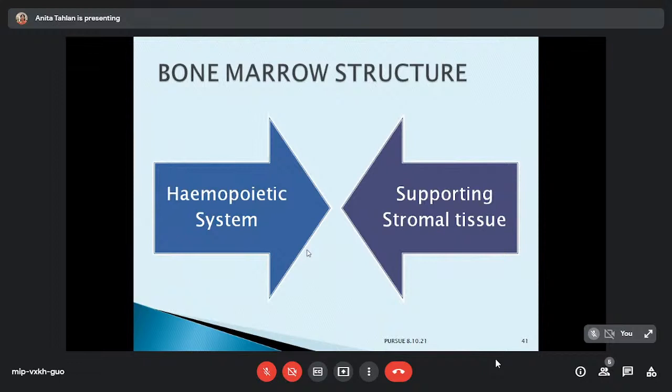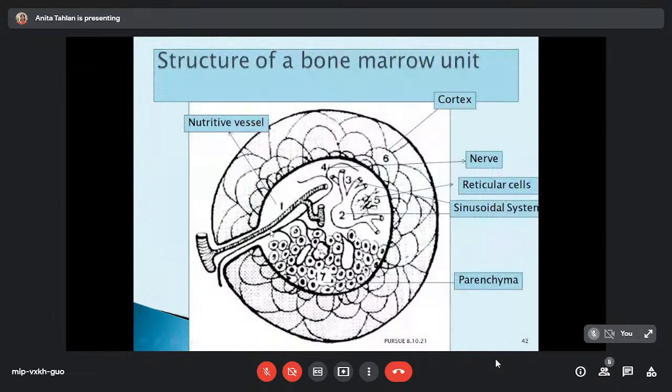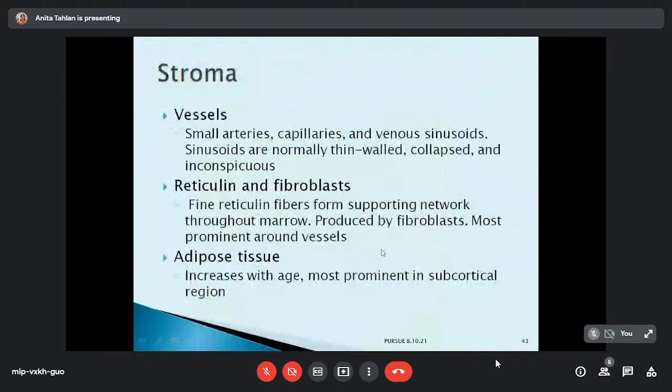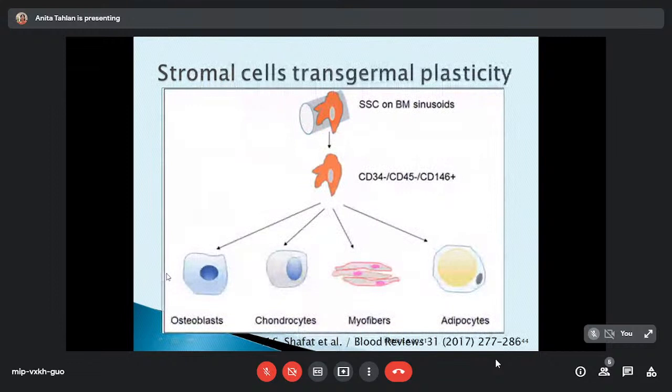In addition to this, the microenvironment includes the vascular sinuses, the extracellular matrix, and the stromal elements, and these are the cells which provide a structural scaffolding where the cells reside. This is one cross-sectional diagram where we have the nutritive vessel, the cortex, the nerves, the reticular cells, sinusoids, and the parenchyma. So the stroma will consist of the vessels. We will discuss these in some detail.